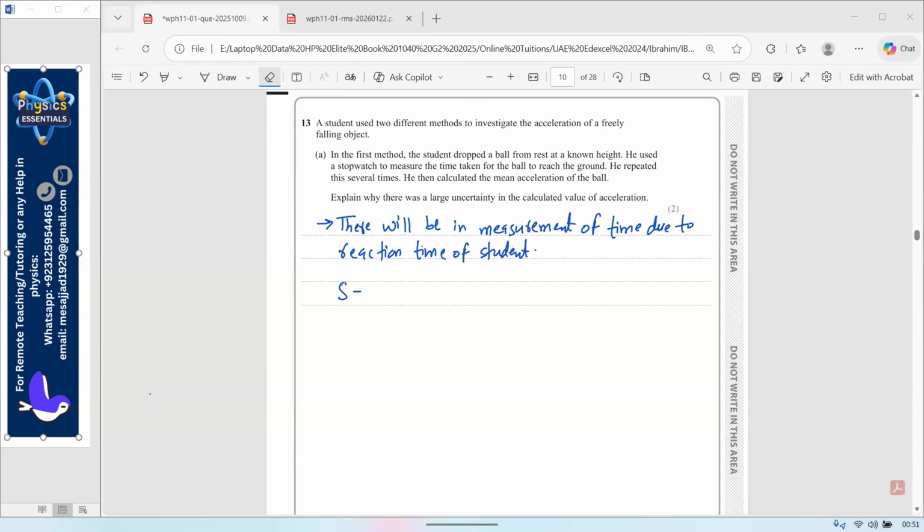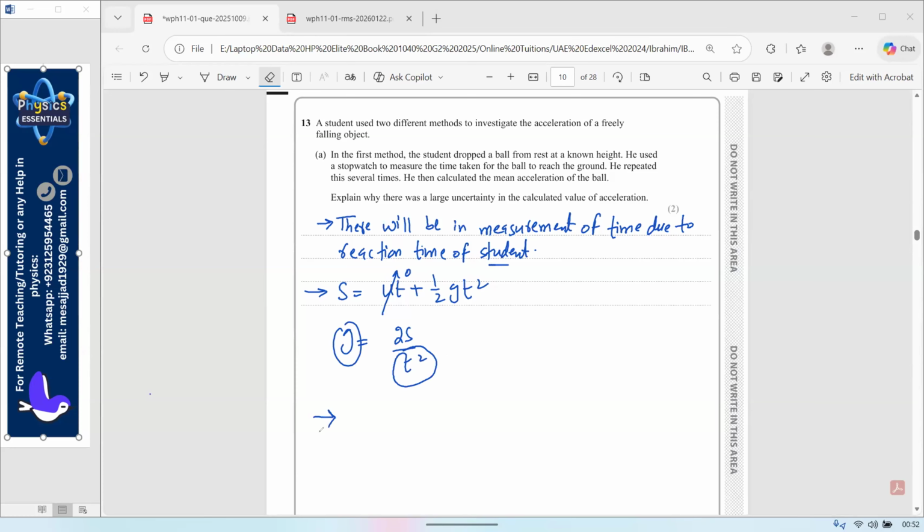And if you apply the SUVAT equation, s = ut + half g t squared, initially the speed is 0. So from here, the gravitational acceleration becomes 2s over t squared. So you can easily see that if the error in the time measurement is big, the value of the gravitational acceleration is going to be changed a lot.